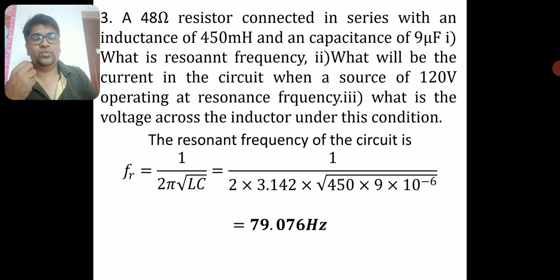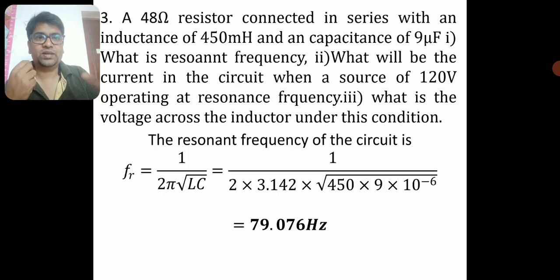If I do the overall calculation with a scientific calculator, I'll get the answer Fr as 79.07. Two digits is okay. After the decimal point, if you mention two digits, it is enough.